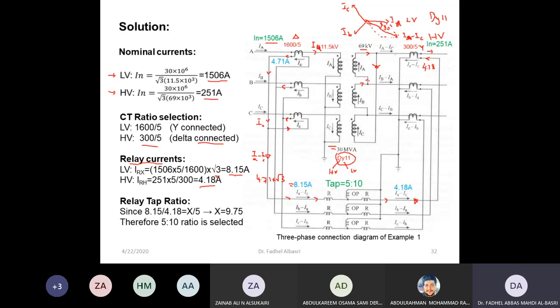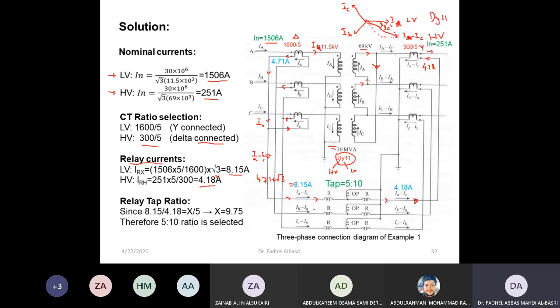Now, because this is 8.15 and this is 4.18, there will be a big differential current. To correct this, there is a tap inside the relay that makes this closer to this. It depends on where the taps are located. Sometimes I correct this to 4.18, or sometimes, if the taps are on this side, I correct this to 8.15.